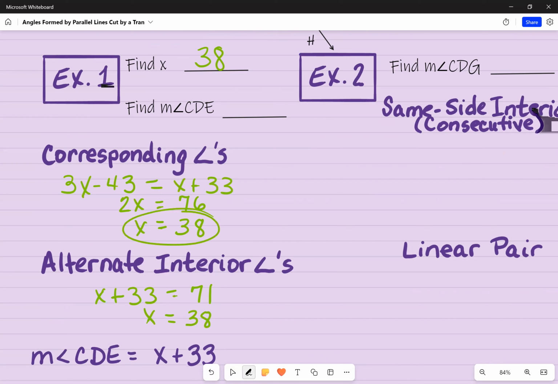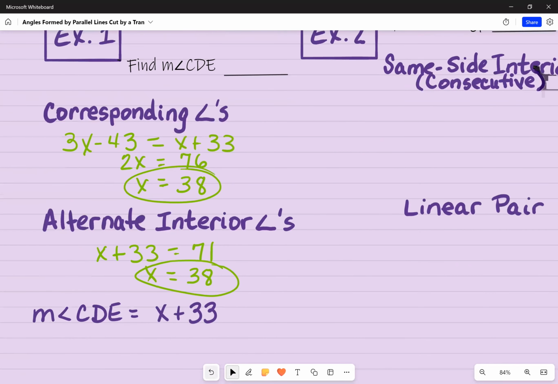If your x is different, you're doing something wrong, because x is going to be x regardless of where it's positioned. So now we're asked to find the measure of angle CDE. I would just take that x and substitute it in. So the measure of angle CDE is going to be 38 plus 33. Now this time, since it's asking for the measure, I am going to use my degree symbol. Once I add that together, it's 71 degrees.